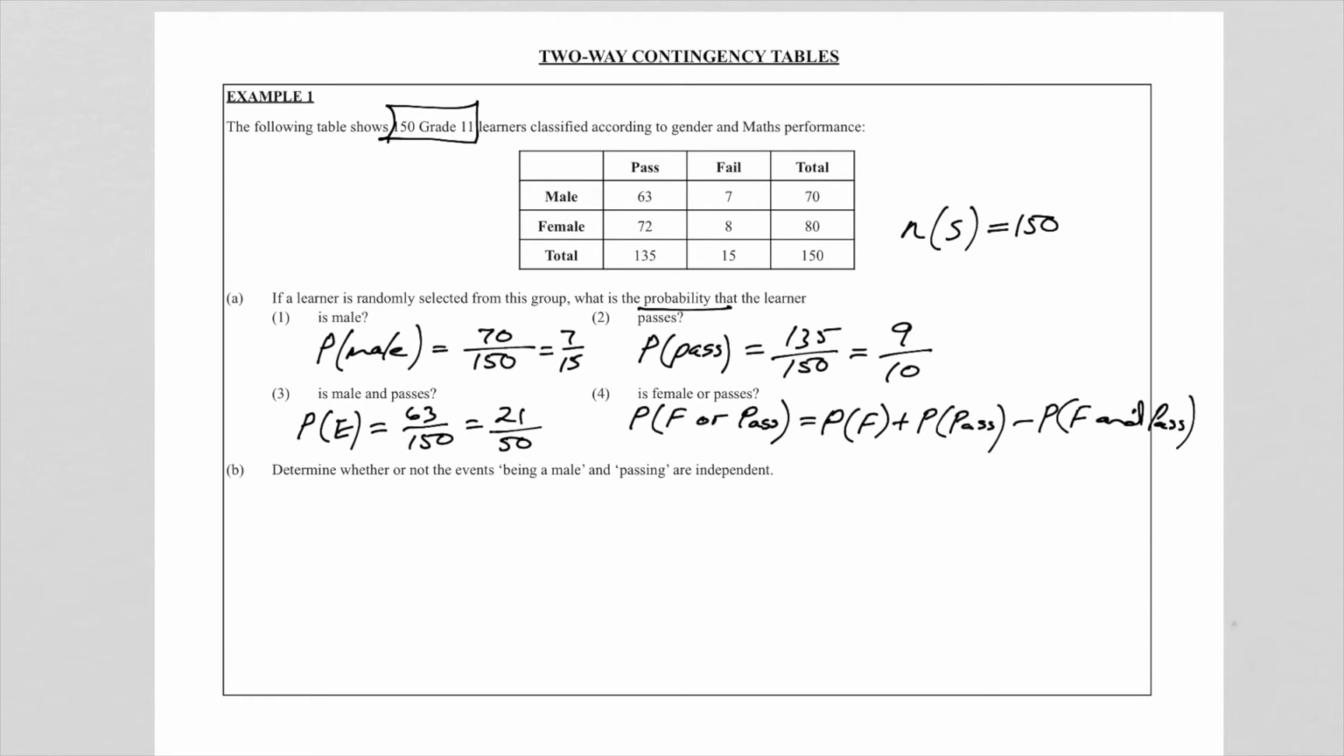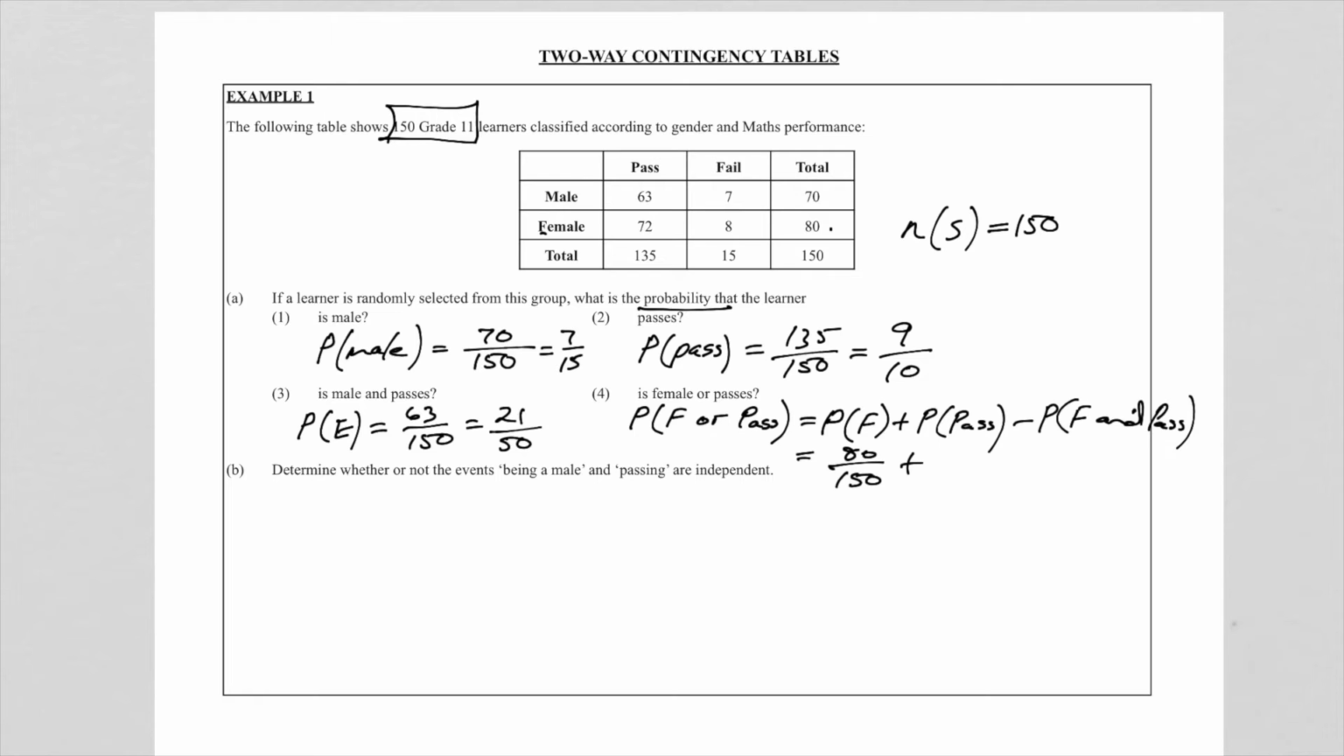So you remember from our previous sessions. Now to find this "or", we're just going to substitute. Because to find the probability of female is not difficult, because we do it the same way as what we did with males. Probability of male, total number of males. Now probability of female, total number of females is the 80 over the 150. Plus the probability of pass, and that is the one that we did earlier.